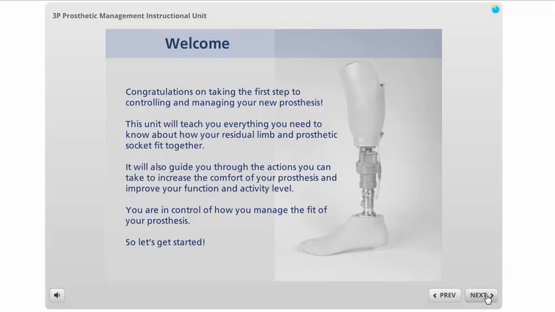So it says, congratulations on taking the first step to controlling and managing your new prosthesis. This unit will teach you everything you need to know about how your residual limb and prosthetic socket fit together. It will also guide you through the actions you can take to increase the comfort of your prosthesis and improve your function and activity level. You are in control of how you manage the fit of your prosthesis. So let's get started. And so what we were hoping there was just to grab their attention and make sure that they understand why what they're learning is relevant and how they can transfer this knowledge.